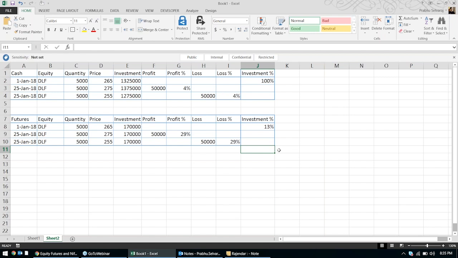What about brokerage? 20 rupees per trade. Simple, don't confuse. Brokerage is 20 rupees per trade for everything you trade: cash, equity, futures, option trades. No change in brokerage.